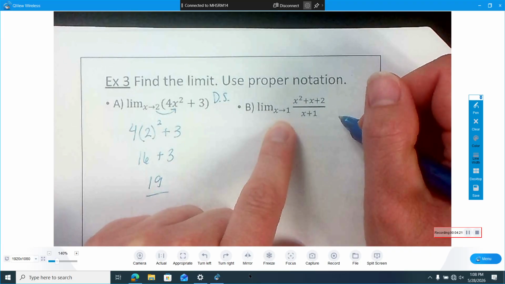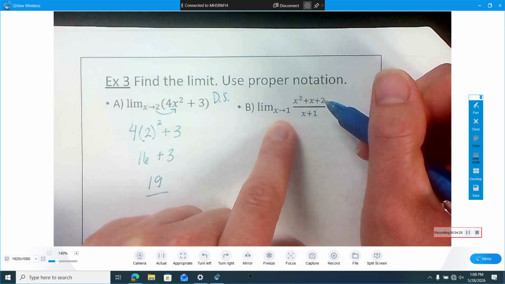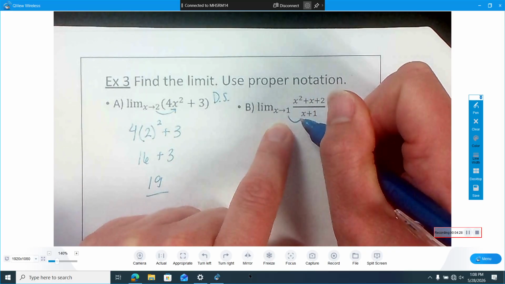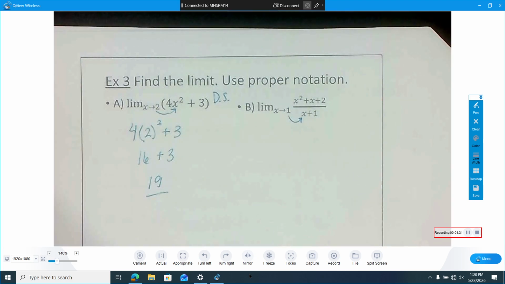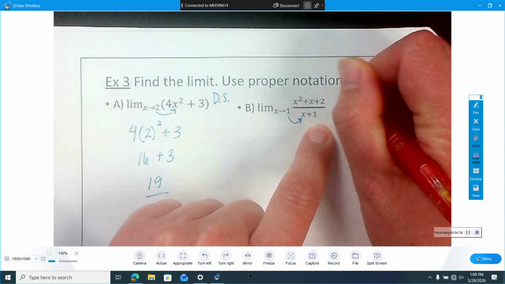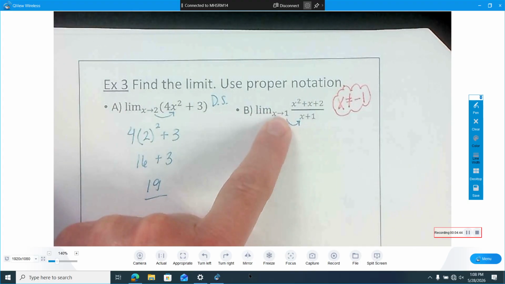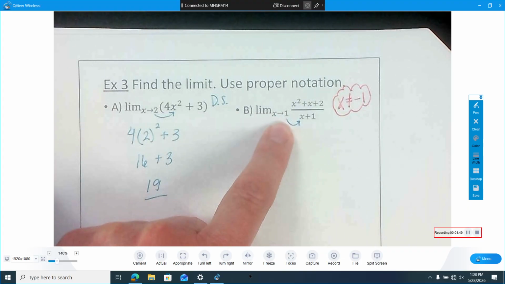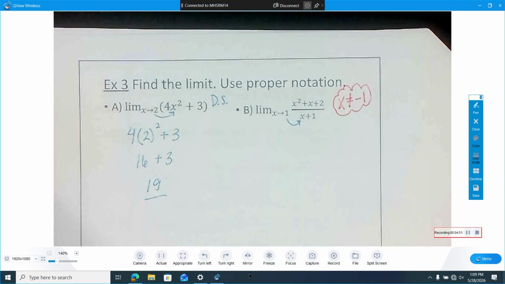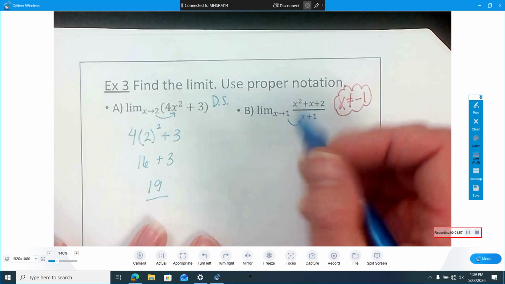All right. Here, is the function continuous? No, it's not continuous. But does it matter? If I plug in a 1, am I going to get a divide by 0 problem? No. This one, we know right off the bat, x cannot equal -1. If we were finding the limit as x approached -1, we would have a problem. But because we're approaching +1, it's okay. We can just plug it right in, okay? So we can go ahead and just do direct substitution.